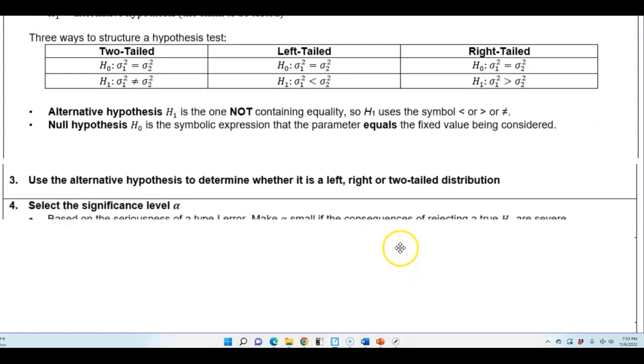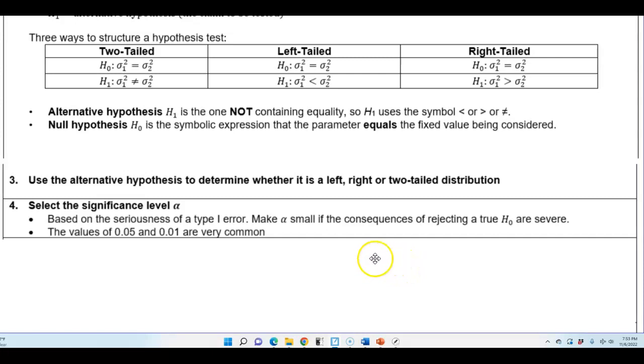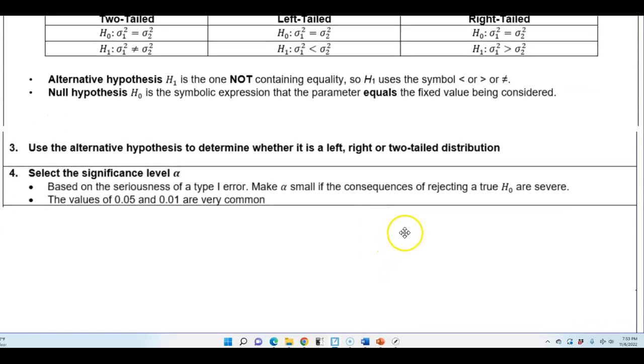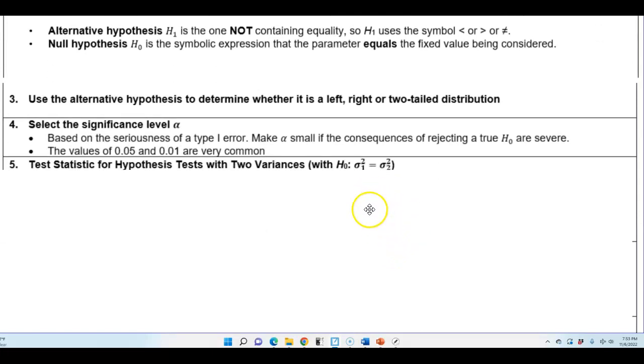Number 4, you're going to select the significance level alpha, based on the seriousness of the type 1 error. You make alpha small if the consequences of rejecting a true null hypothesis are severe, and the values of 0.05 and 0.01 are very common.